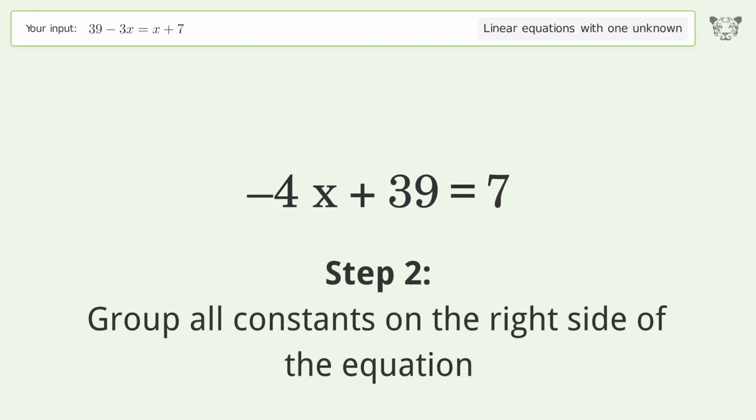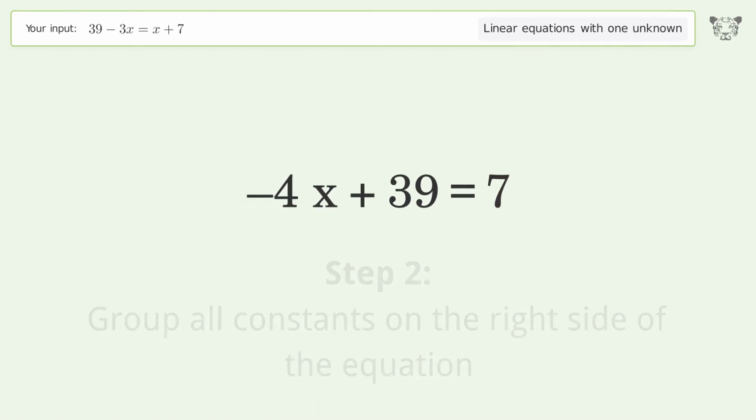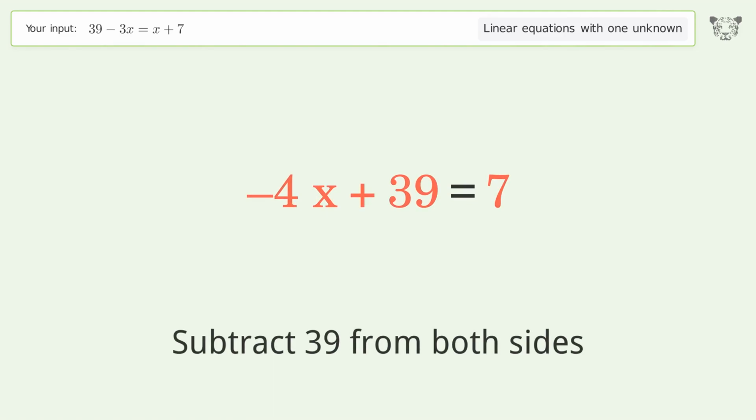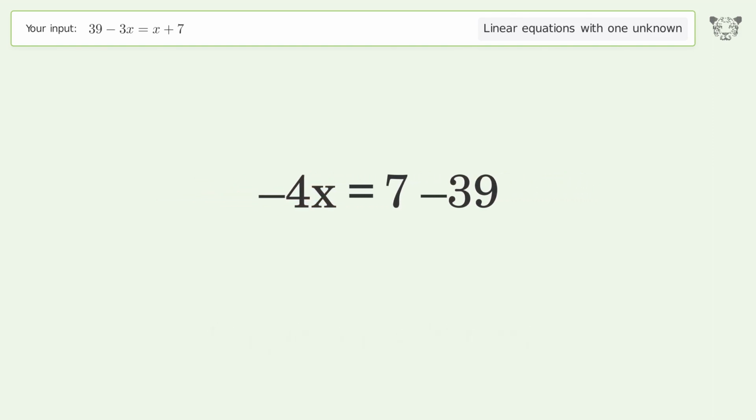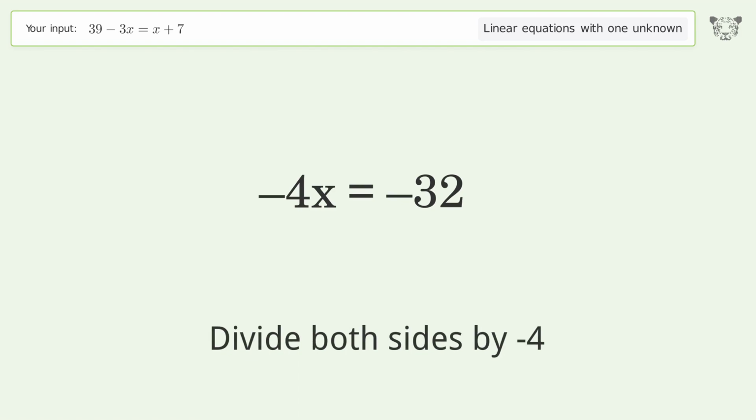Group all constants on the right side of the equation. Subtract 39 from both sides. Simplify the arithmetic. Isolate the x. Divide both sides by -4.